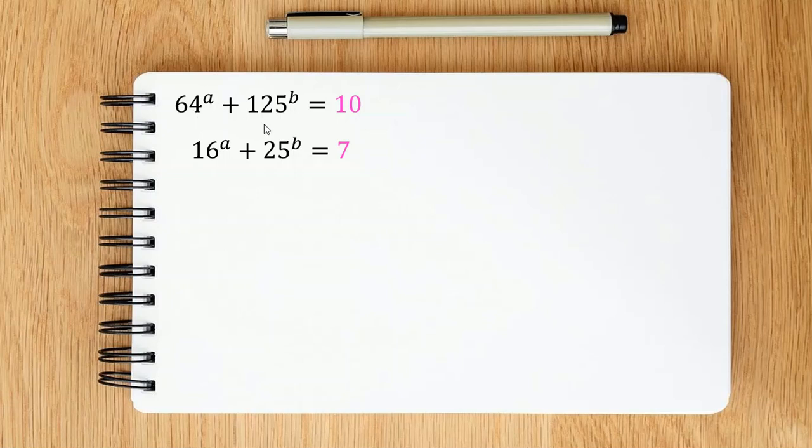64 to the a plus 125 to the b equal to 10. 16 to the a plus 25 to the b equal to 7. We want to find a and b.